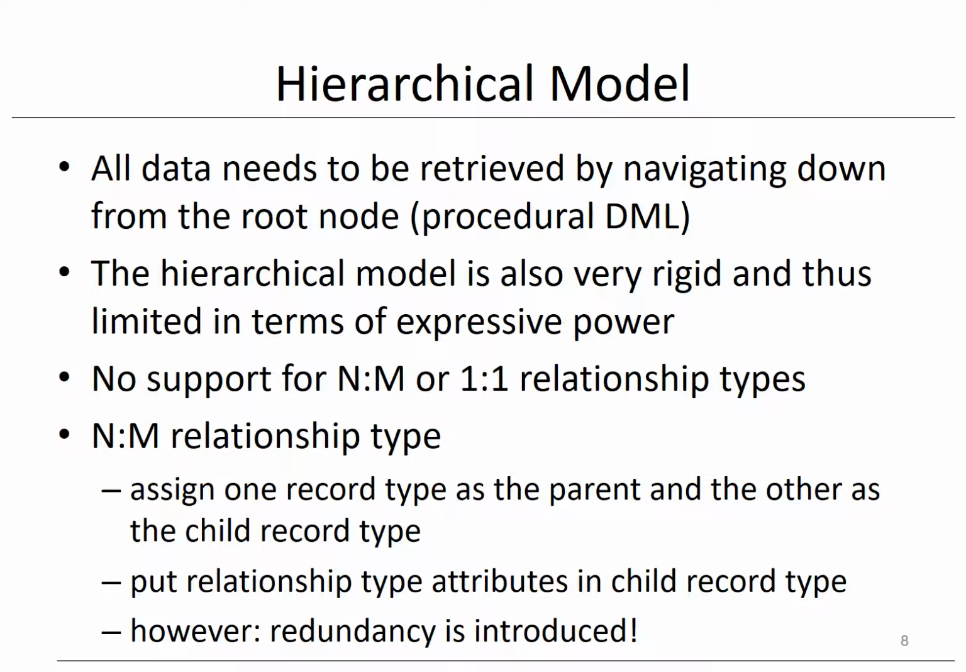To implement an n to m relationship type, we can assign one record type as the parent and the other as the child record type. In other words, we transform the network structure into a tree structure, which will obviously involve a loss of semantics.